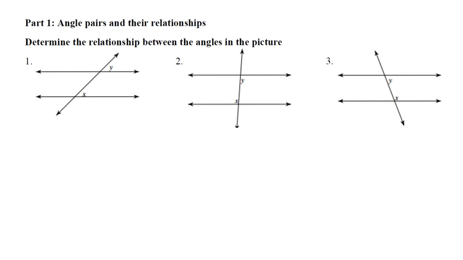This is your Unit 7 test review. Hopefully you've already worked these out and you're just checking over your answers and looking for explanations on the ones you didn't know how to do. All right, the first section is telling us to name the relationship between the angles in the picture.